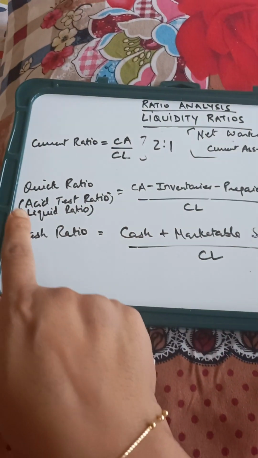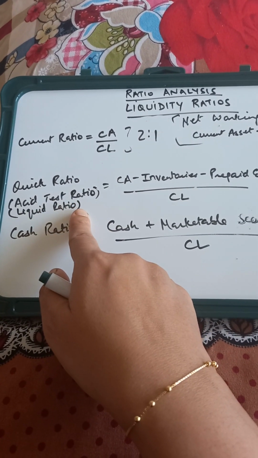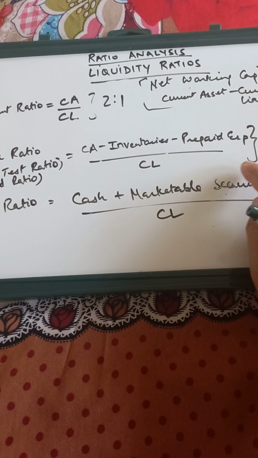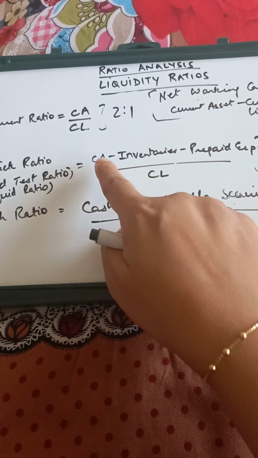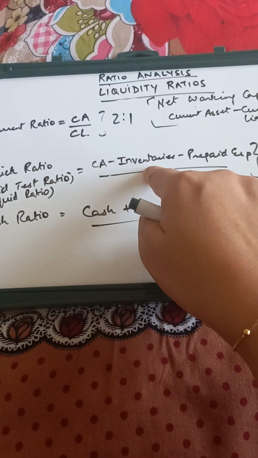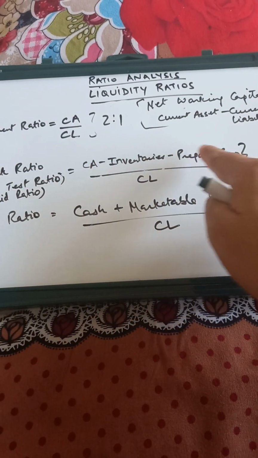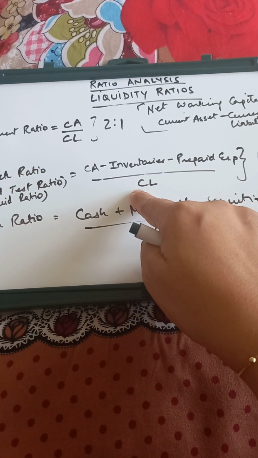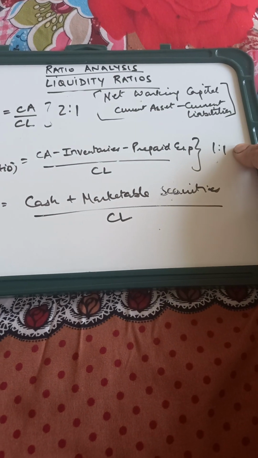Then comes the quick ratio, which is also called the acid test ratio or the liquid ratio. Now here the formula changes from the first formula of current ratio. It becomes current assets minus inventories minus prepaid expenses total, divided by current liabilities. And the ideal ratio for this is 1:1.